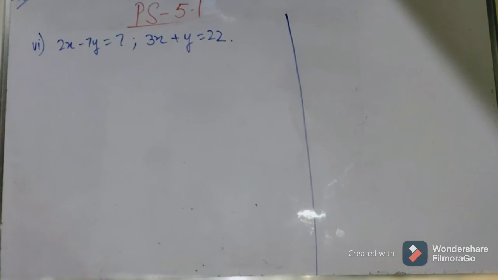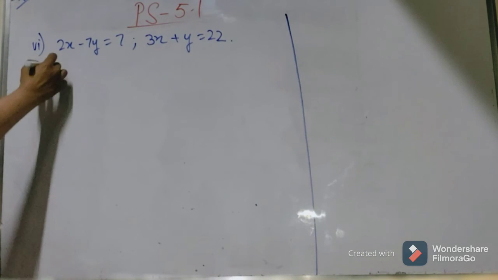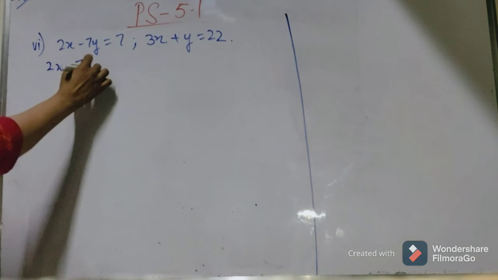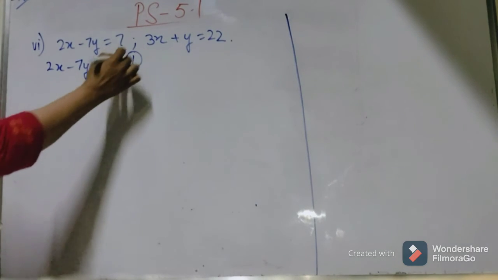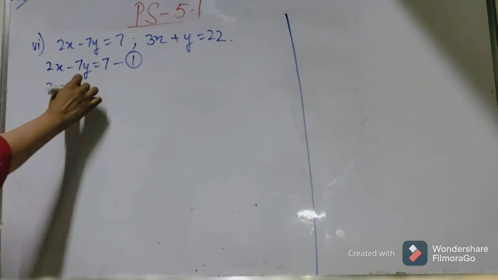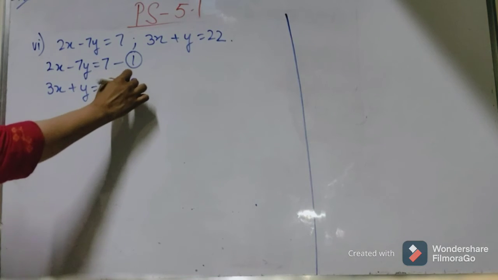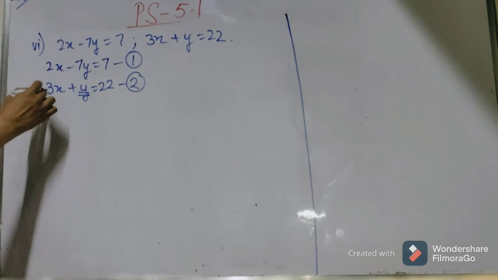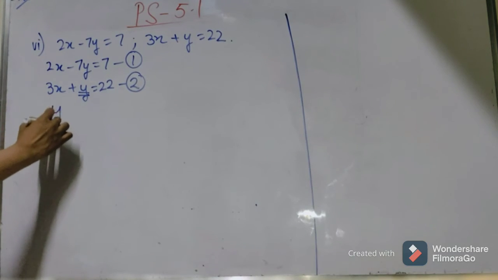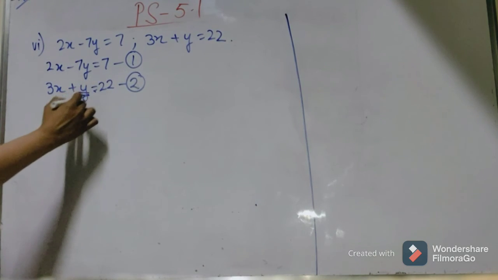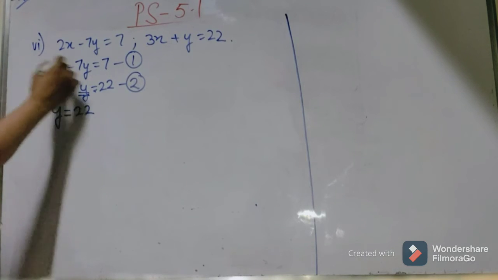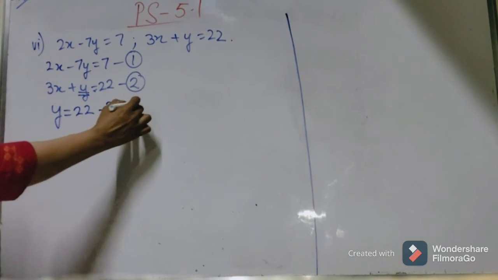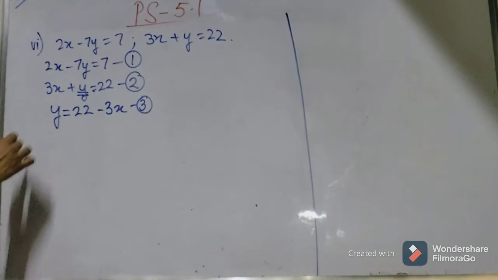Okay students, last sum of the practice set, that is the sixth one. 2x minus 7y is equals to 7 and 3x plus y is equals to 22. So first thing you have to do, you have to number it. So I am marking it as equation 1 and 3x plus y is equals to 22, marking it as 2. Again I have y alone, so I am going to carry out the substitution method. So I will rearrange this equation for the y term. So y is equals to 22 and this 3x comes this side, so it becomes minus 3x and I am marking it as equation 3.